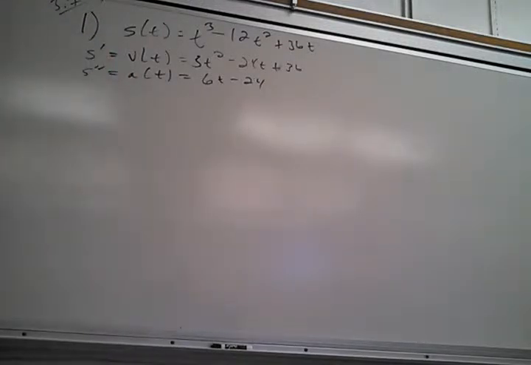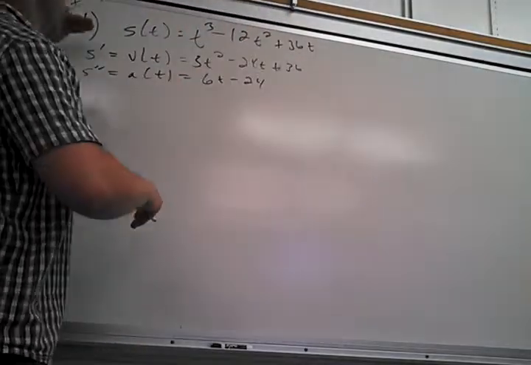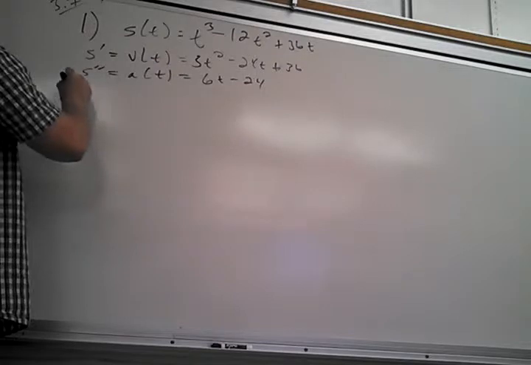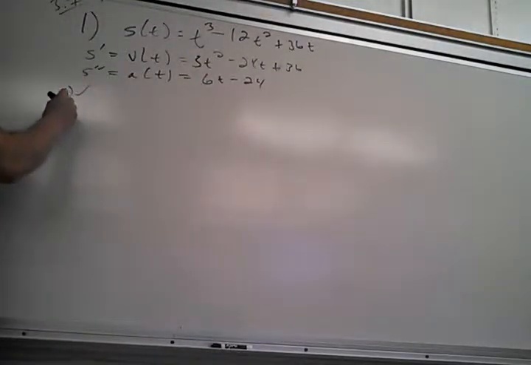So part A says find the velocity at time t. Okay, that's part A. Check. B, what's the velocity after 3 seconds? Okay, I don't have to do that. Check. All right, plug a 3 in there. Okay. C, when is the particle at rest?